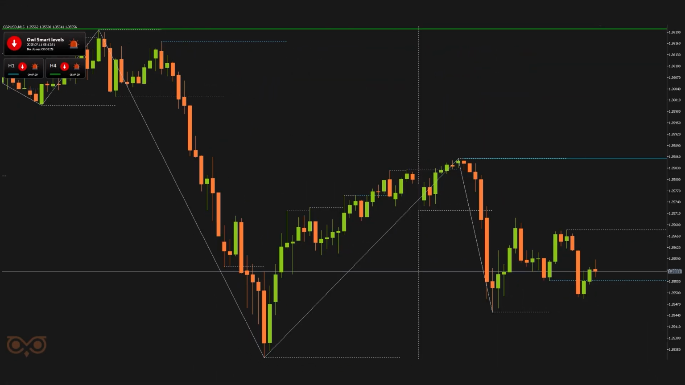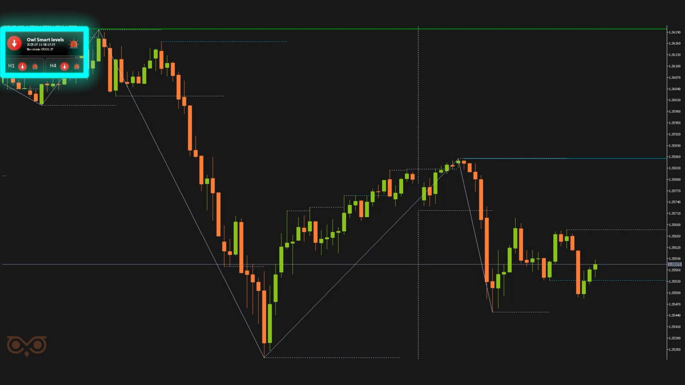Now, for the most interesting part, let's analyze one of the recent trades that the OWL Smart Levels indicator made on the GBPUSD currency pair. The first thing we pay attention to is the direction of the trend. In the upper left corner, the indicator shows the trend on 3 time frames at once: M15, H1, and H4. All 3 arrows are pointing down, which means complete synchronization according to the triple screen method. This gives us confirmation. Only sell trades are a priority now.